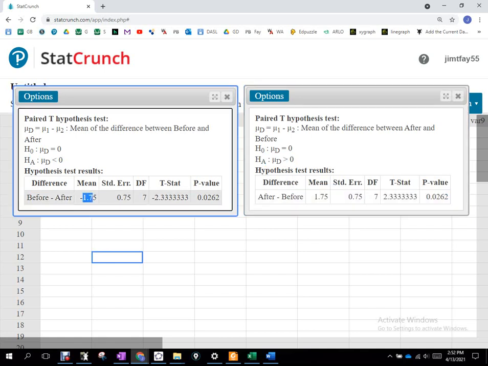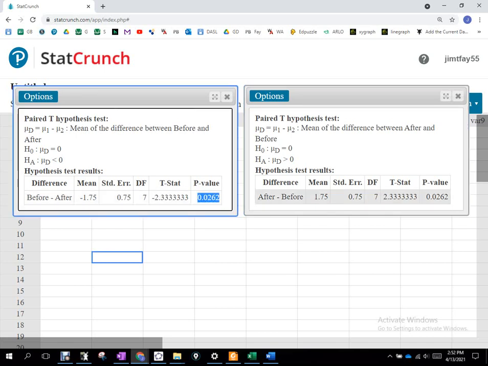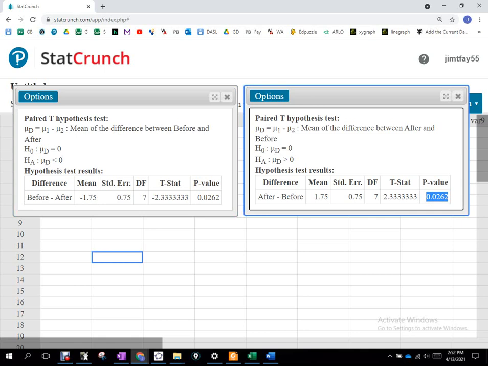Now the mean, this was negative and this is positive. Okay. My t statistic is different. One's negative, one's positive. But are the p-values identical? So if the p-values are identical, then will I still make the same decision on the null hypothesis, regardless of whether I went before minus after, after minus before? That kind of makes sense? So what I want you to understand is that you might be working with somebody and they do it a little bit different than you. That's okay. All right? As long as you both arrive at the same p-values, you're going to make the same decision. Okay?